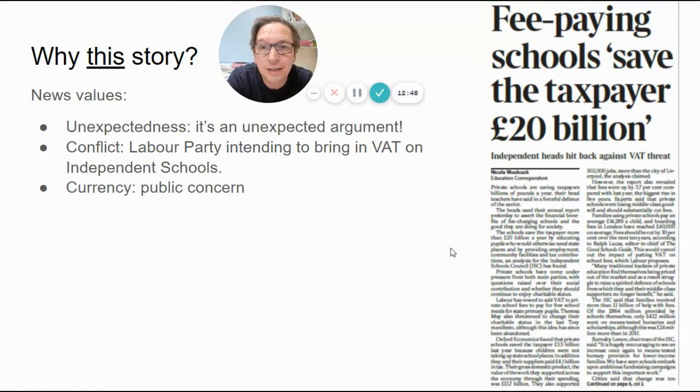Now, this is currency; it's a public concern. If you are a Times reader, you're probably more likely to be sending your children to an independent school. But like I say, everybody pays taxes. So we've got that impact as well as currency of it being a public concern.